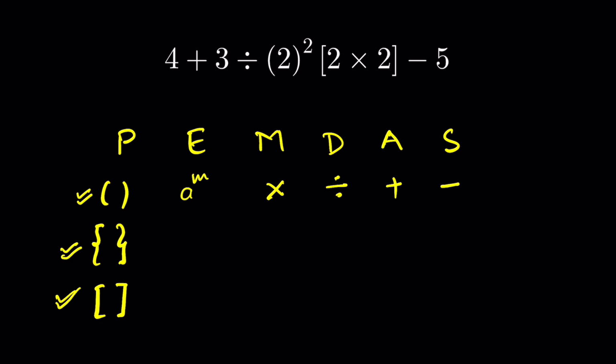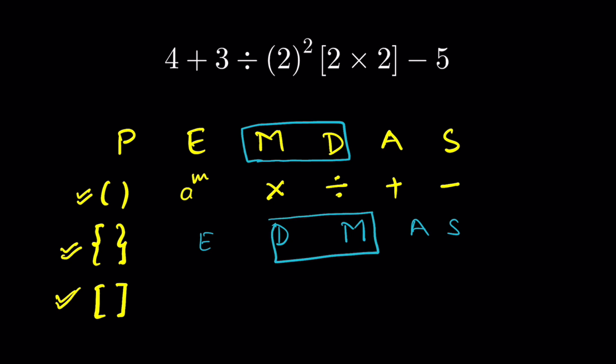You can also follow PEMDAS, which is the same order of operation, only D is written first and then M is written. So parenthesis, exponent, division, multiplication, addition, subtraction. So why two different orders? Because multiplication and division, it doesn't matter how they are written, they are grouped together. We solve them from left to right, whichever comes first. So this left to right choice is between multiplication and division.